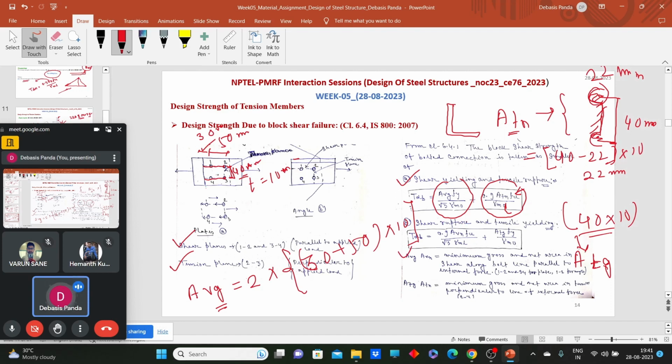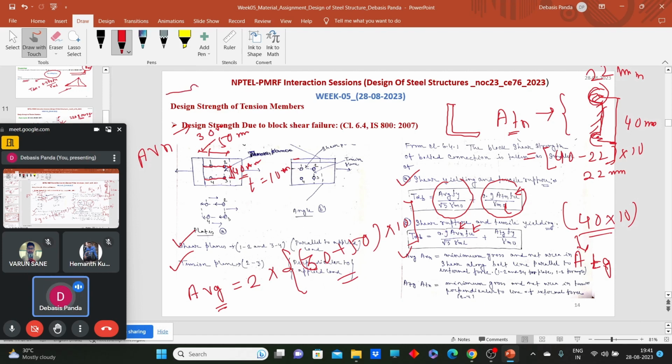That means the shear plane gets ruptured and the tension plane gets yielded. So for rupture, we need to consider the net area and the ultimate tensile strength. So AVN, that is the net area of the shear plane. Here the gross area of the shear plane is 2 into 30 plus 50, into 10. What will be the net area along the shear plane?